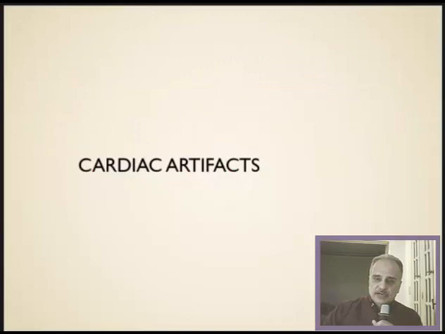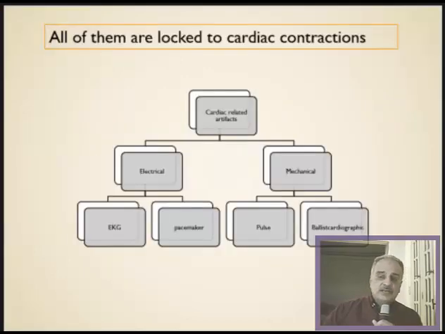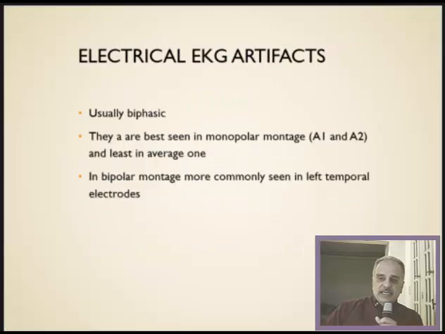Starting with the cardiac artifacts. Cardiac artifacts are artifacts that are characterized by being locked to the cardiac contractions. They include electrical and mechanical ones. Electrical can be either EKG electrical artifacts or artifacts related to an applied pacemaker, while mechanical artifacts include pulse artifacts and ballistocardiographic artifacts.